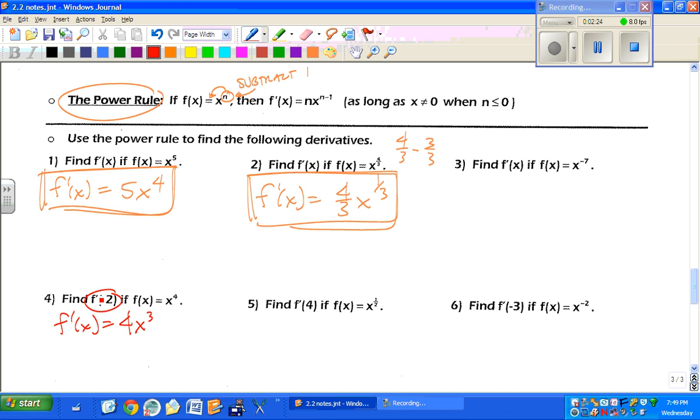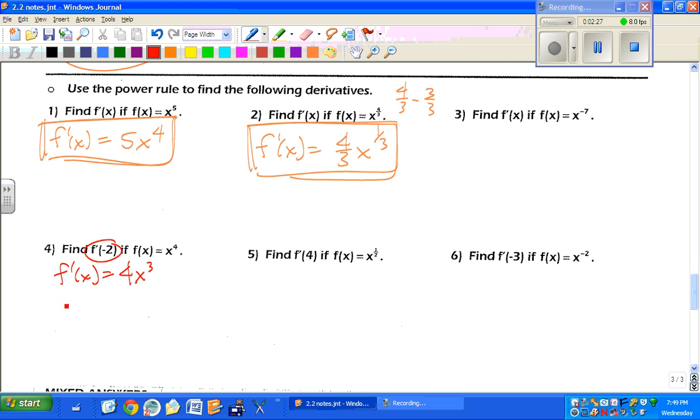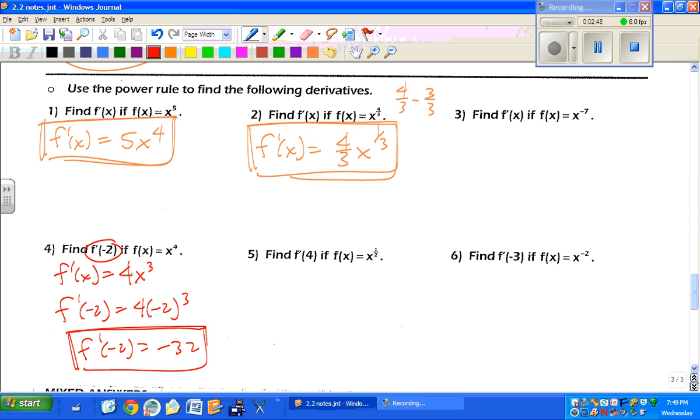But we're being asked to find the derivative of f of -2, which means after we find out what the derivative is, we're just putting -2 in the place of x. So the derivative of f of -2 gives us, well, -2 cubed is -8 times 4 gives us -32. So what this is telling us is this function has a tangent line at x equals -2 that has a slope of -32. So it's changing pretty quickly in a negative fashion, right?